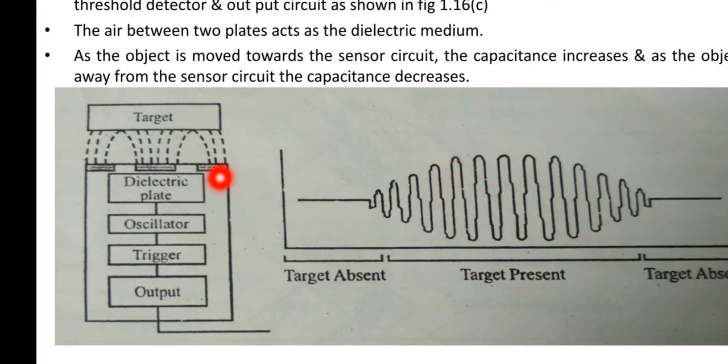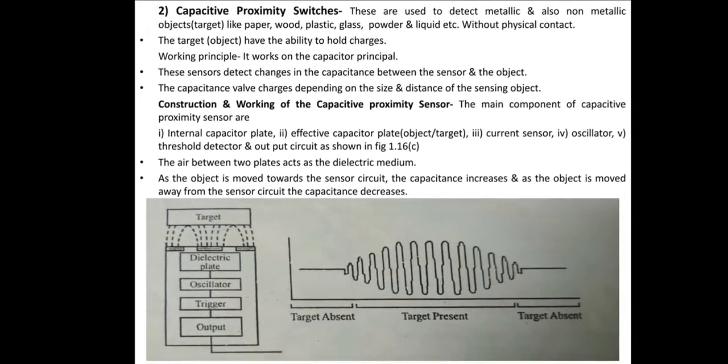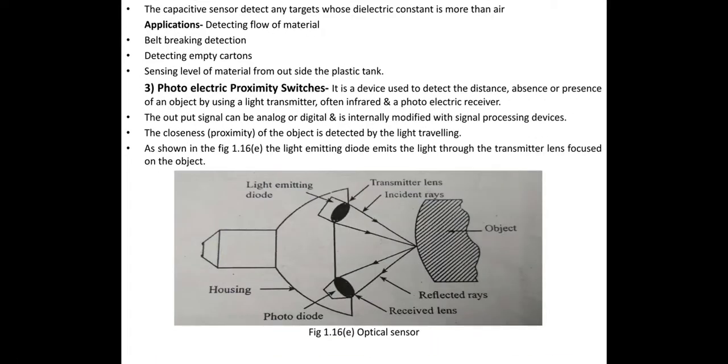Okay, so when we move this sensor away from the target, we find the graph as a straight line. You see here, it is a straight line. When we find the straight line, it means the target is absent. And when we find the graph like this, it means the target or object is closer to the sensor. This is the simple working of the capacitive proximity switch.